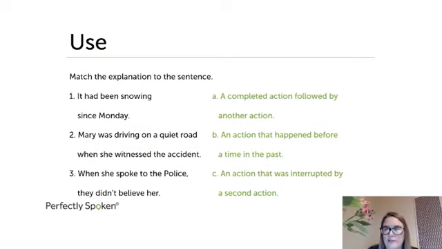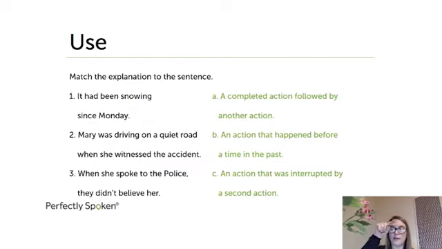And here we have our 3 explanations. A, a completed action followed by another action. B, an action that happened before a time in the past. And C, an action that was interrupted by a second action. So all I want you to do is to connect.